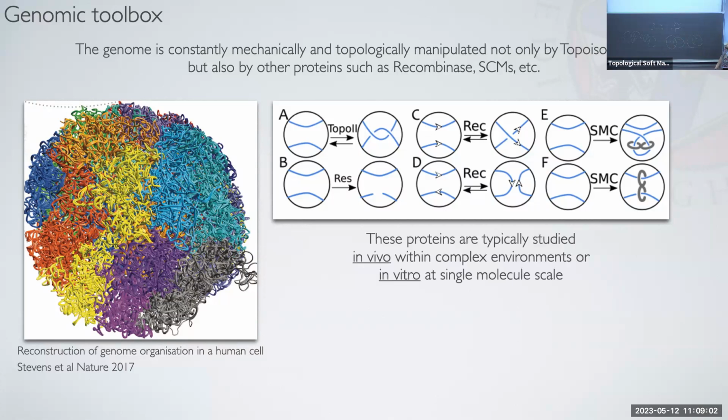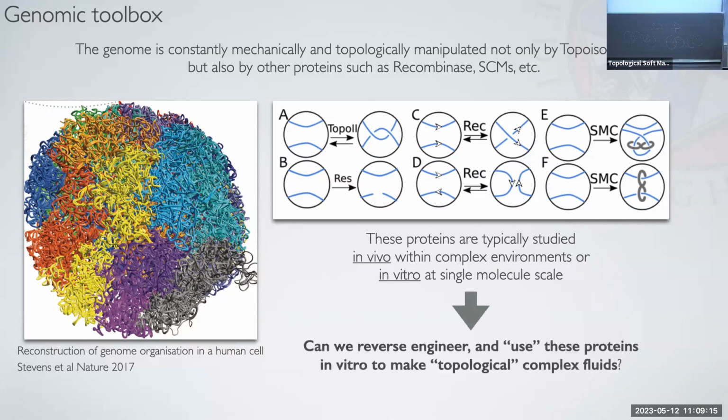And these proteins are typically studied in vivo, where they are in very complex environments, and in vitro instead in a situation in which you have a single piece of DNA tethered typically on a surface, and you look at just one protein, one short piece of DNA, which is quite unrealistic. And so what we want to do is to play a little bit in between these two worlds and say, okay, can we reverse engineer and use these proteins in vitro to, in a dense solution, let's say, of DNA, make topological complex fluids?